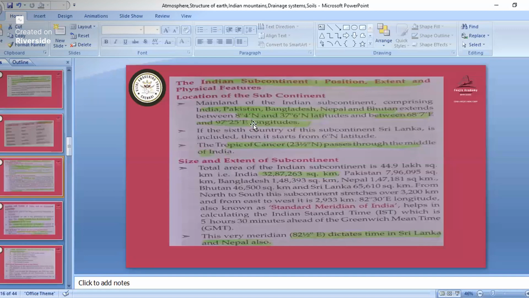But okay, now in this time zone we will not see this one, but we will study all that about latitude and longitude. So see, the location of this subcontinent. You must know about this.